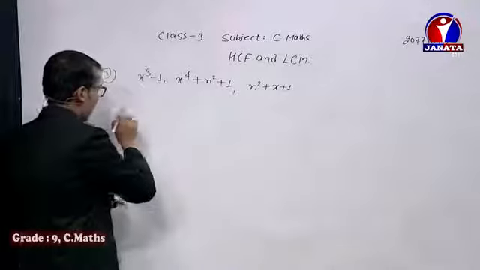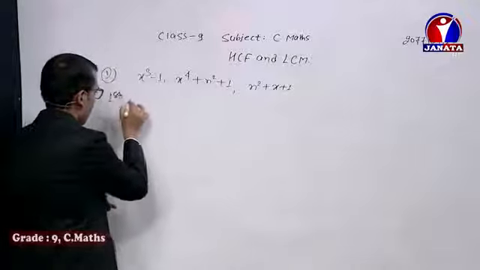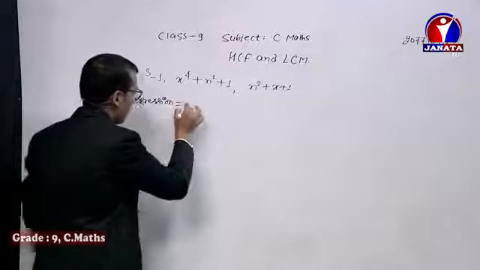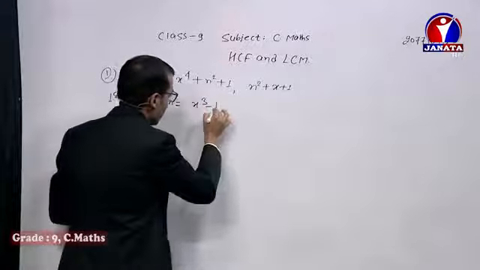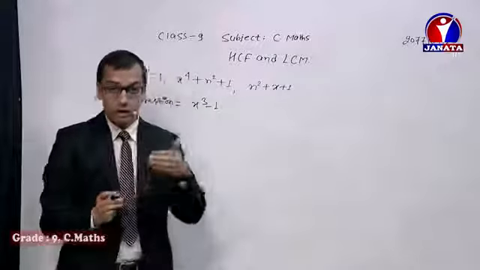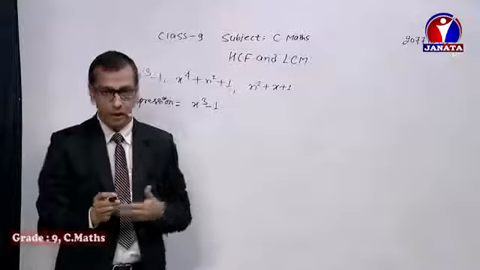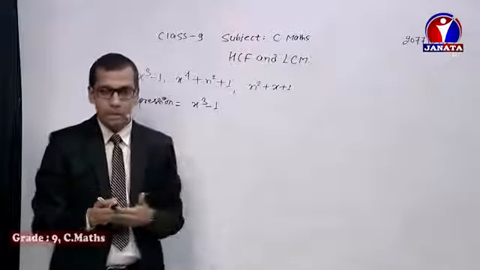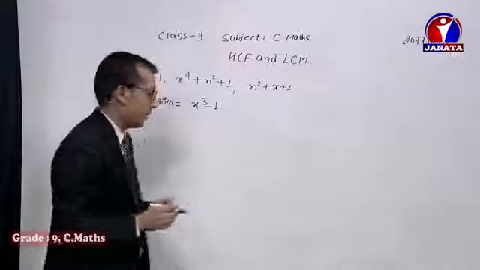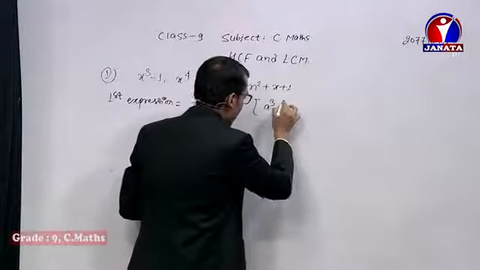So for this, let's take the first expression, here x cube minus 1. In the very beginning, we need to factorize this expression, x cube minus 1. We can use one of the formulas of algebra. So here we can use the formula of a cube minus b cube.